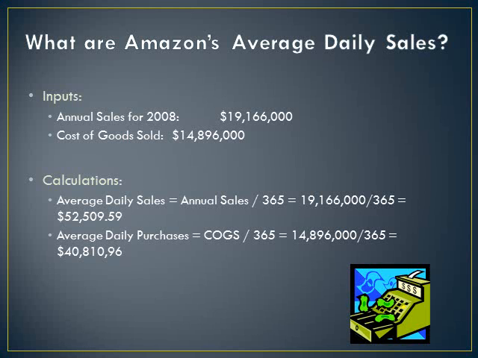Next, we will be looking at Amazon's average daily sales. Their inputs are annual sales of 19,166,000 and cost of goods sold of 14,896,000. To calculate their average daily sales, we take annual sales divided by 365, which comes out to 52,509. Average daily purchases equals cost of goods sold over 365, which comes out to 40,810 and 96 cents.